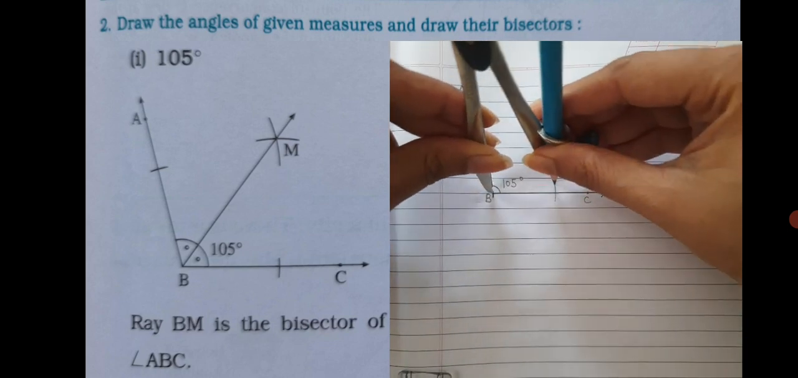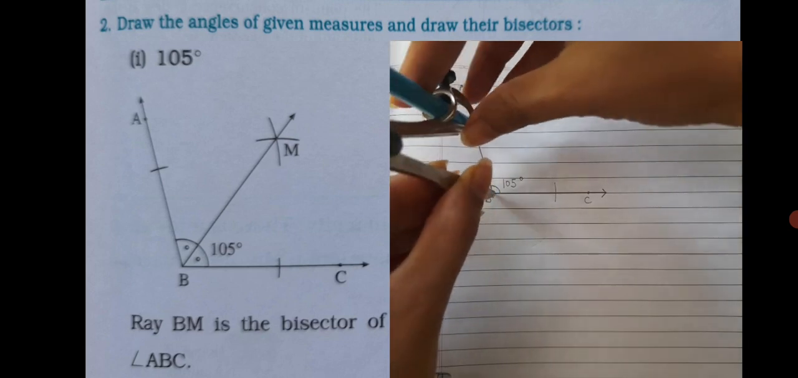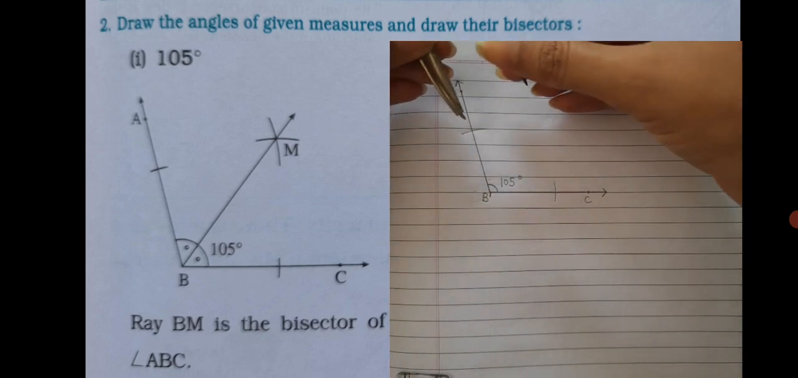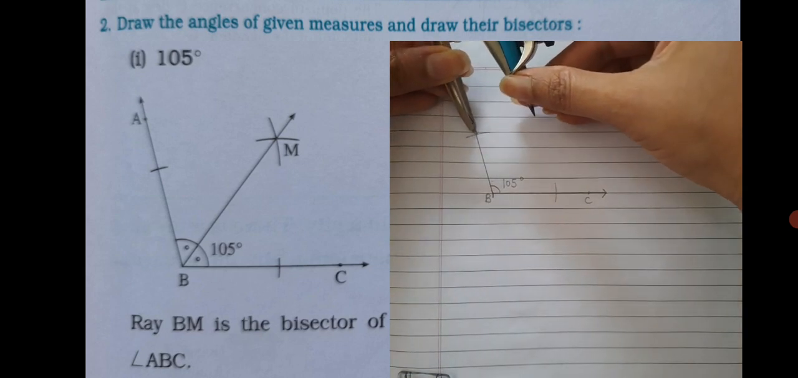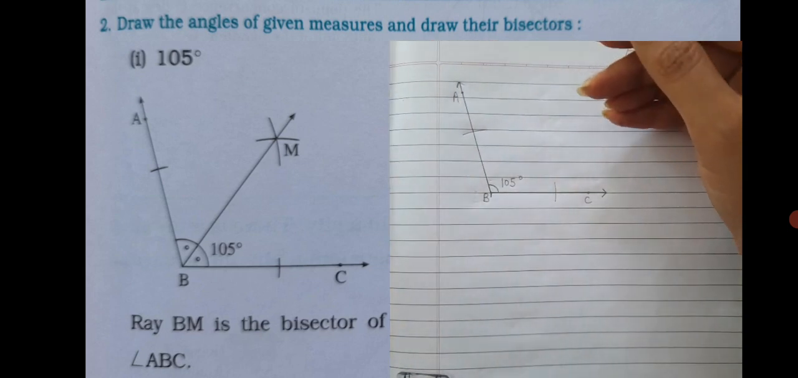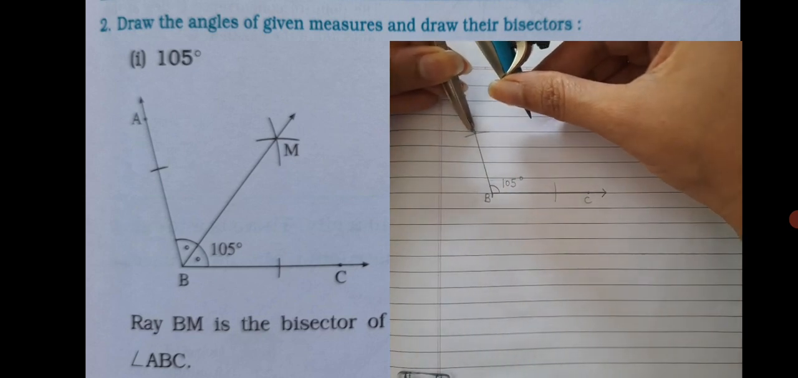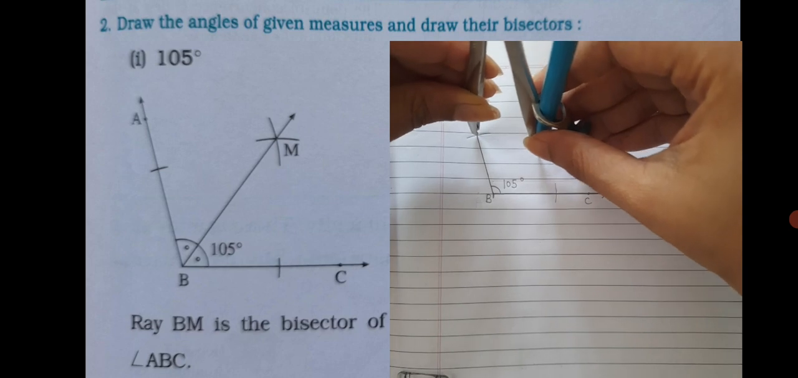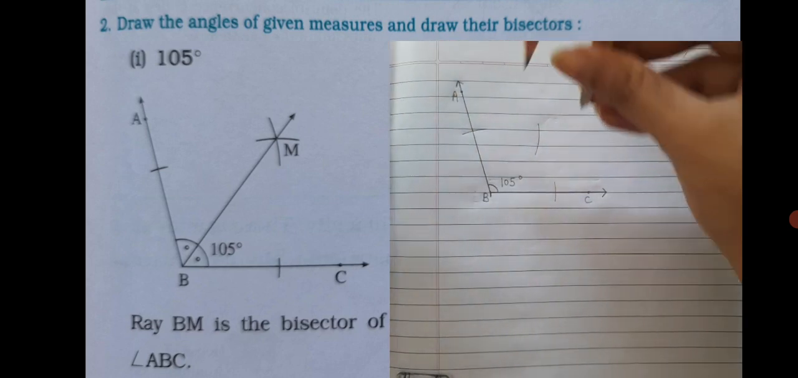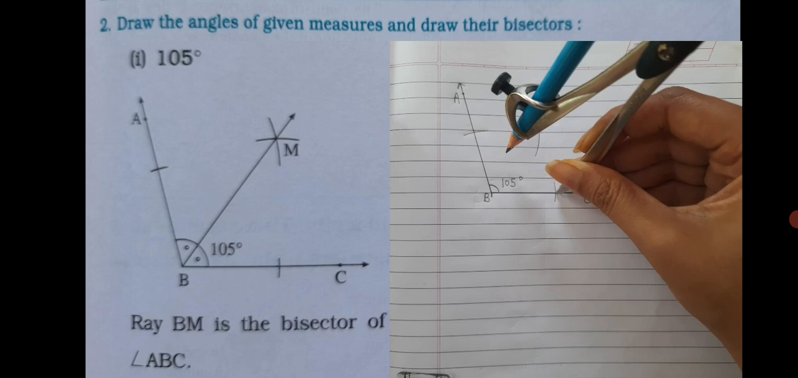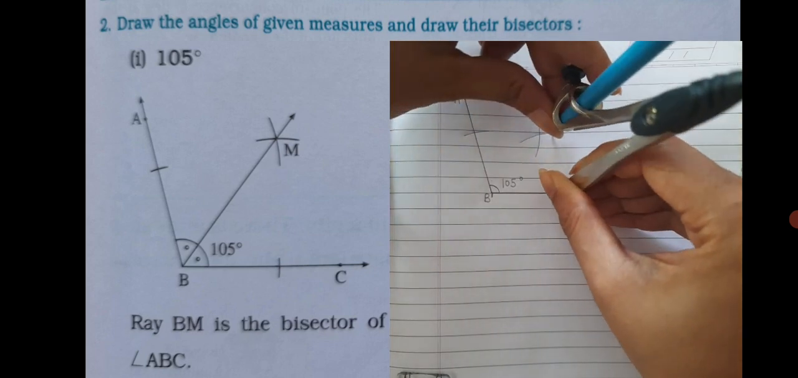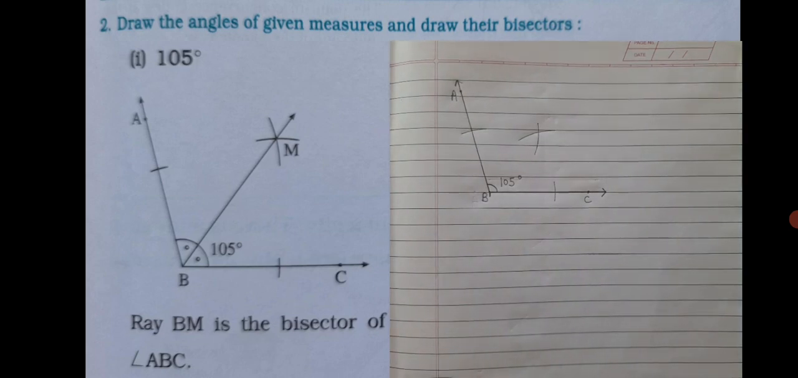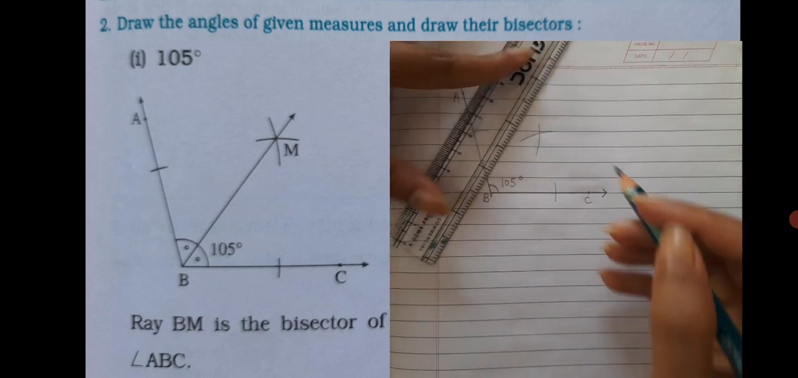Yes, so on B we keep the pointer and mark arcs on both the arms of the angle. And from both the arms we mark, keeping the distance same in the compass, we mark the arcs in the interior of angle ABC. So from the arc on BA we marked one arc, and now from BC we marked another arc in the interior of the angle.